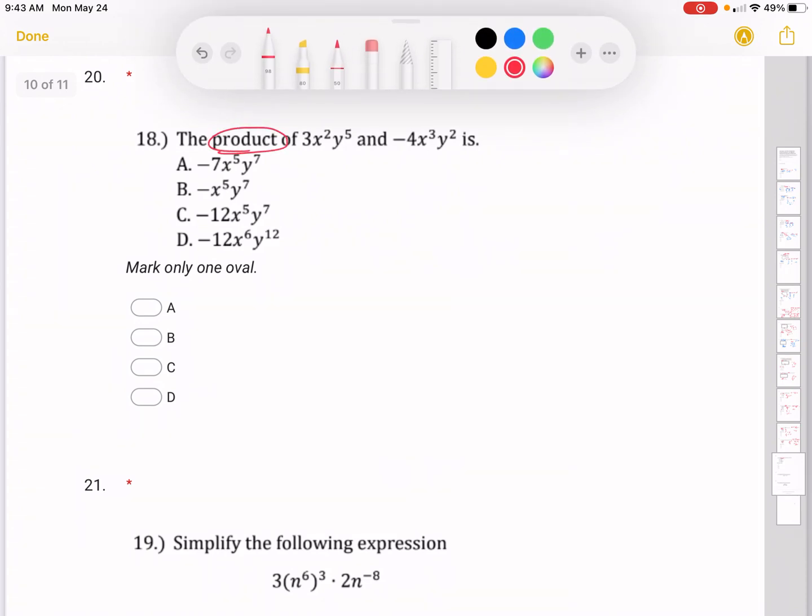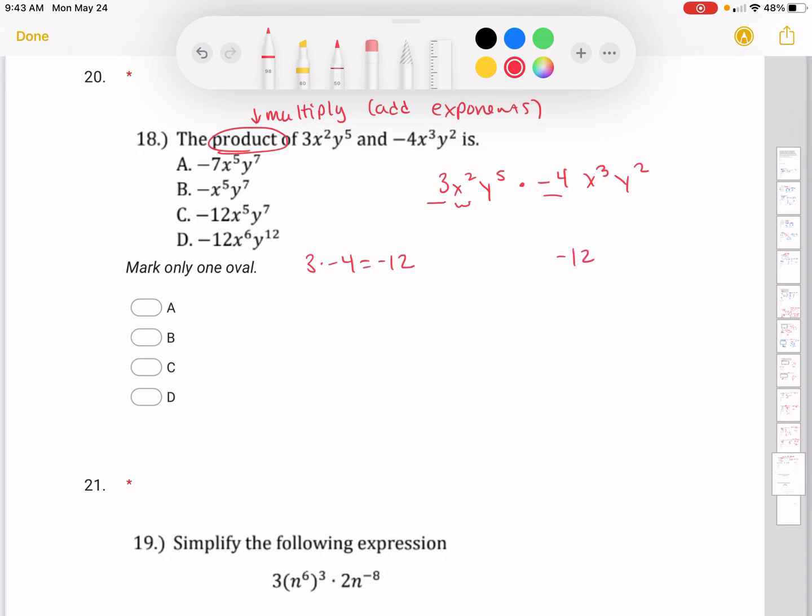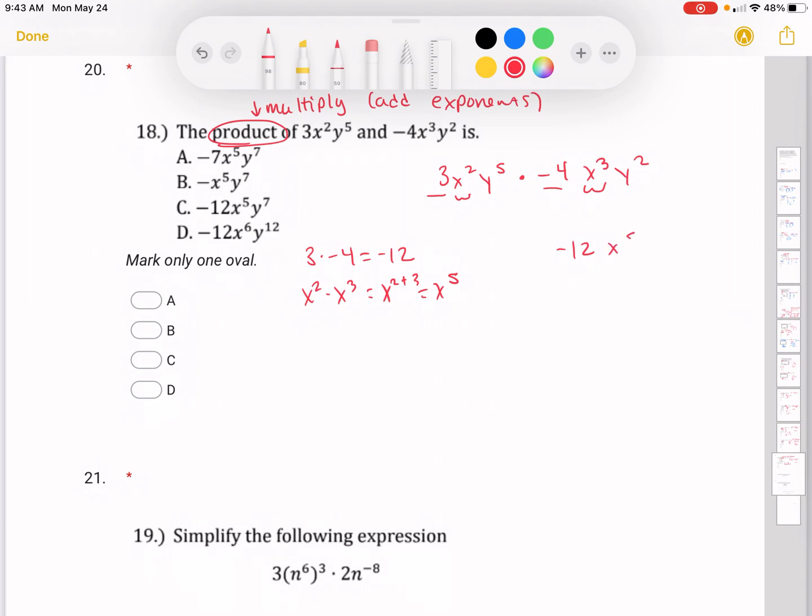Now, next one says product. Product means to multiply. And when you multiply, you add your exponents. So we're doing 3x squared y to the 5th times negative 4x cubed y squared. And let's start with our big numbers. 3 times negative 4 is negative 12. Then x squared times x cubed. If you add exponents, you get x to the 5th. And then y to the 5th times y squared. If we add those, we get y to the 7th.